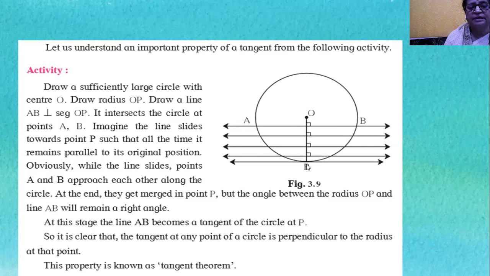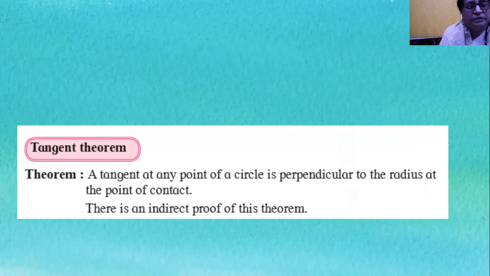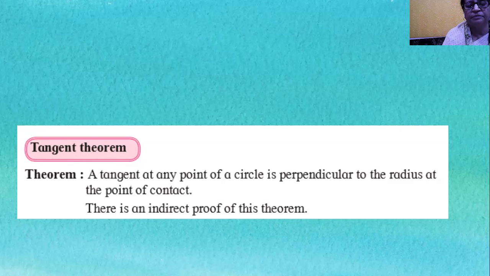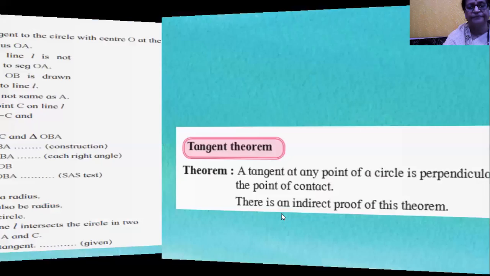So it is clear that the tangent at any point of a circle is perpendicular to the radius. Here it is perpendicular to the radius at the point P. This property is known as the tangent theorem. Next, we are going to see that the tangent at any point of a circle is perpendicular to the radius at the point of contact. This is an indirect proof that we are going to see.